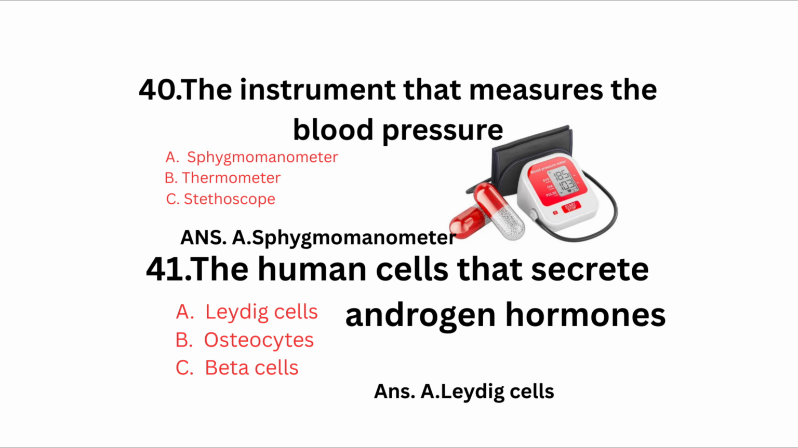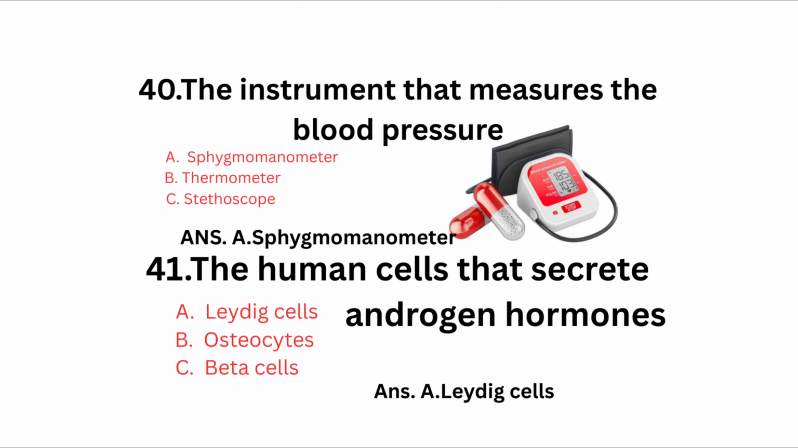40. The instrument that measures the blood pressure is A. sphygmomanometer. B. thermometer. C. stethoscope. Answer is obviously sphygmomanometer. Thermometer is for temperature. Stethoscope is what the doctors use to auscultate a patient.